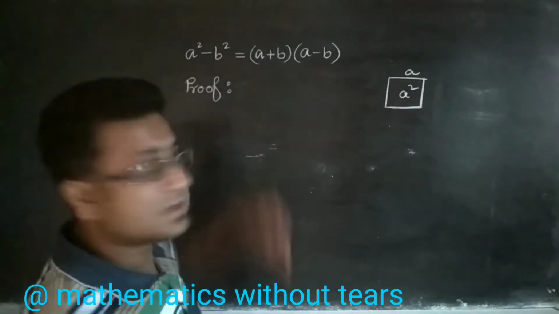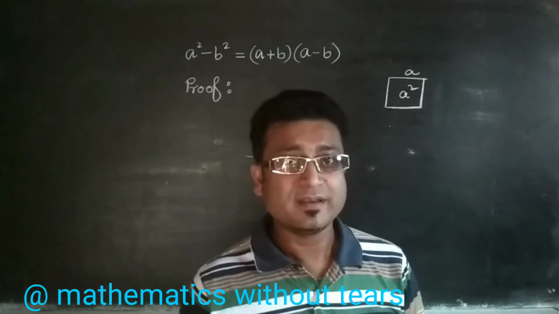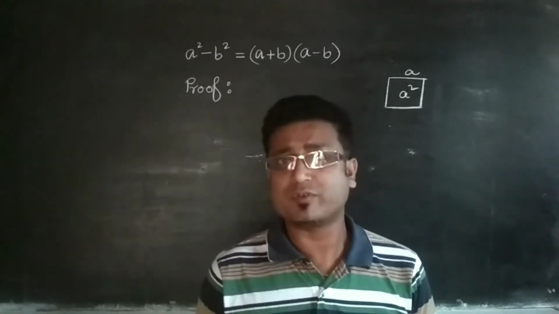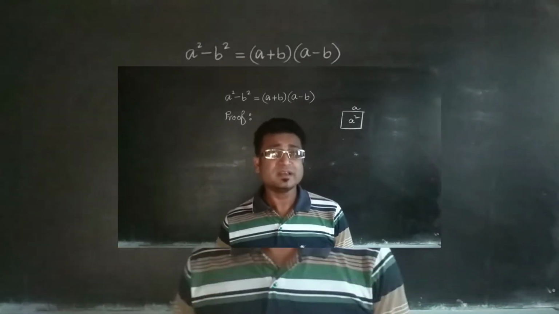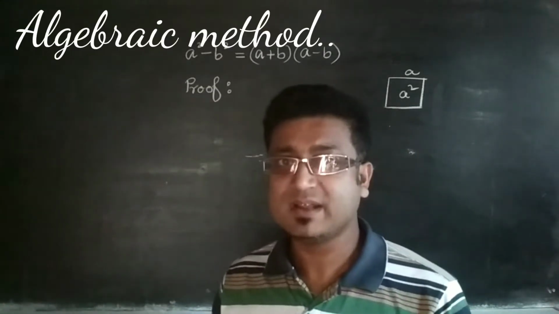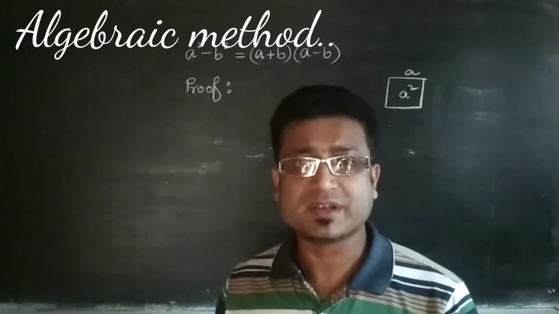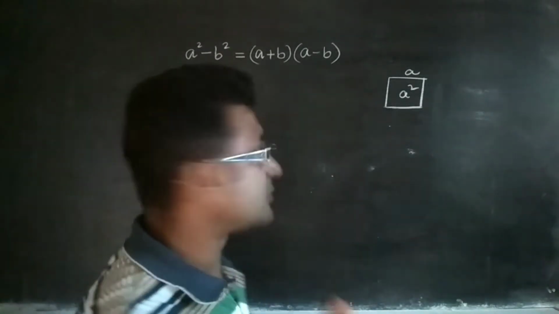We know a square minus b square is a plus b into a minus b. So how can it be proved? We can prove it by algebraic means and by geometric means. First of all, I'll explain the algebraic method and then I am going to explain the geometric one. Fine. So let's start the algebraic process.